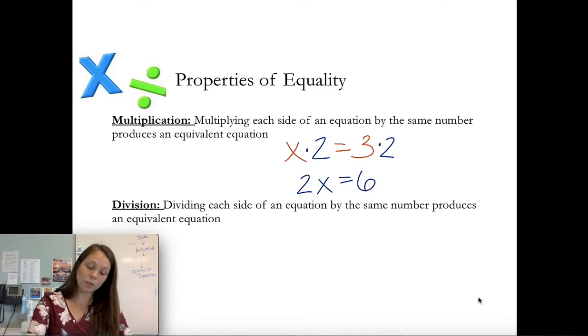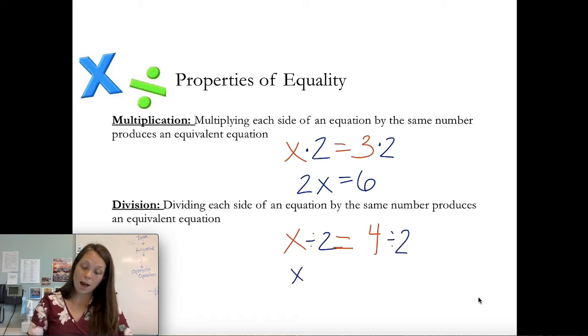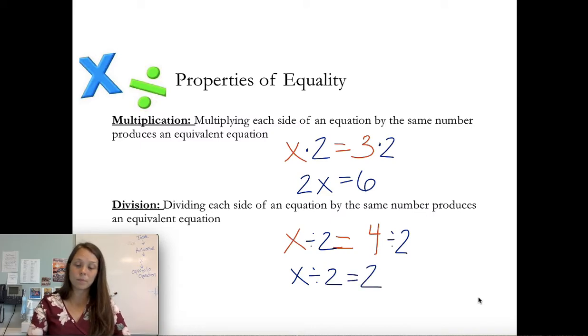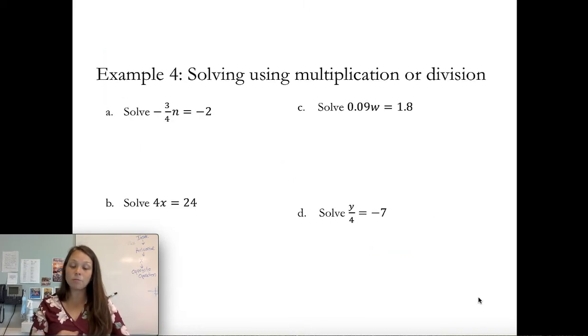Same thing applies with division. If I have some number x equal to a number like 4, and I divide both sides by the same number, I end up with an equivalent statement. We're going to apply this in example 4 and use our inverse of multiplication and division to solve the following problems.